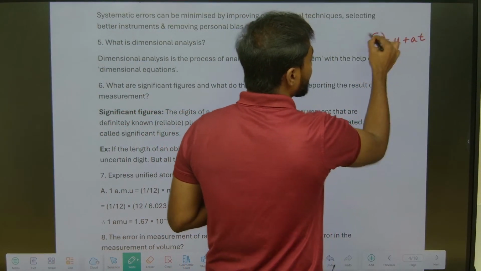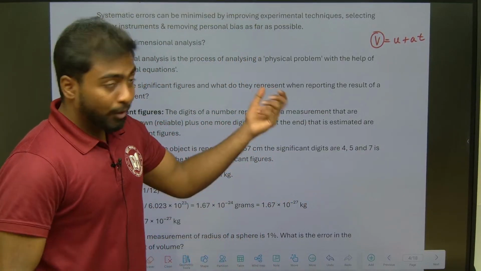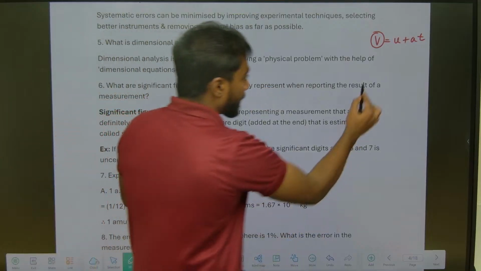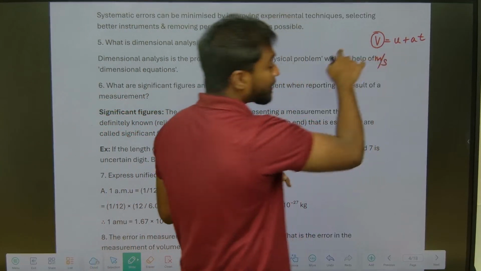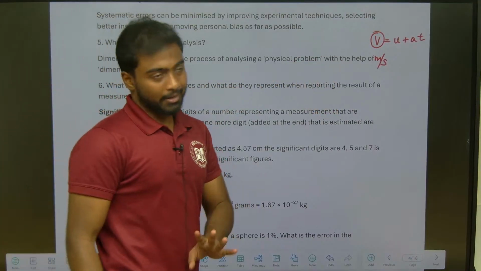What is v? Final velocity, which is velocity only, in meter per second. So the left hand side is meter per second. What is the right hand side? It also should be meter per second only, right?